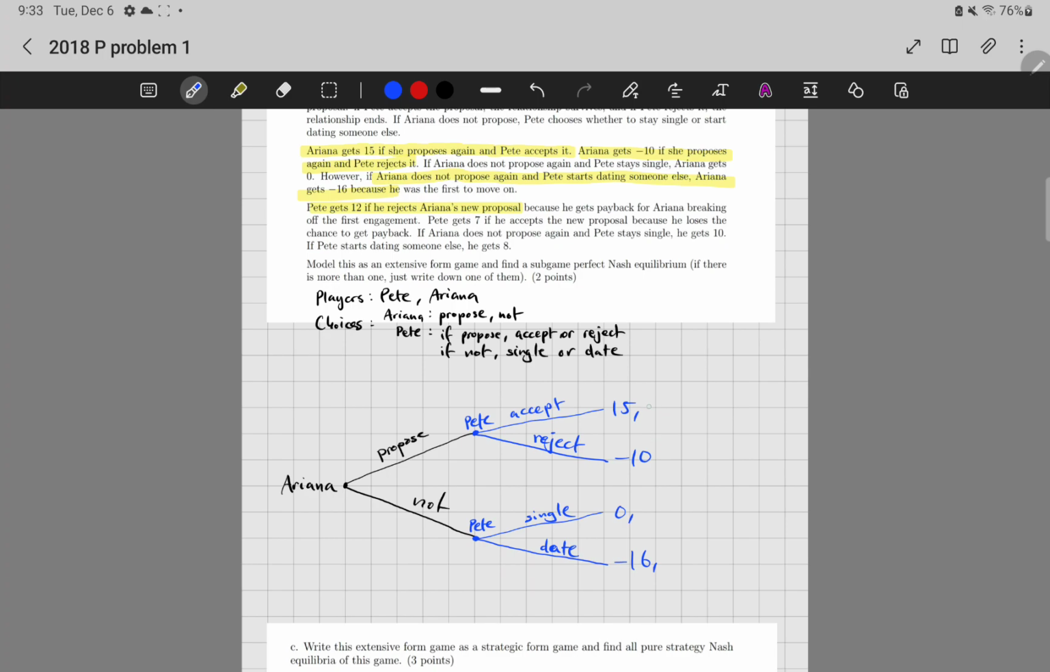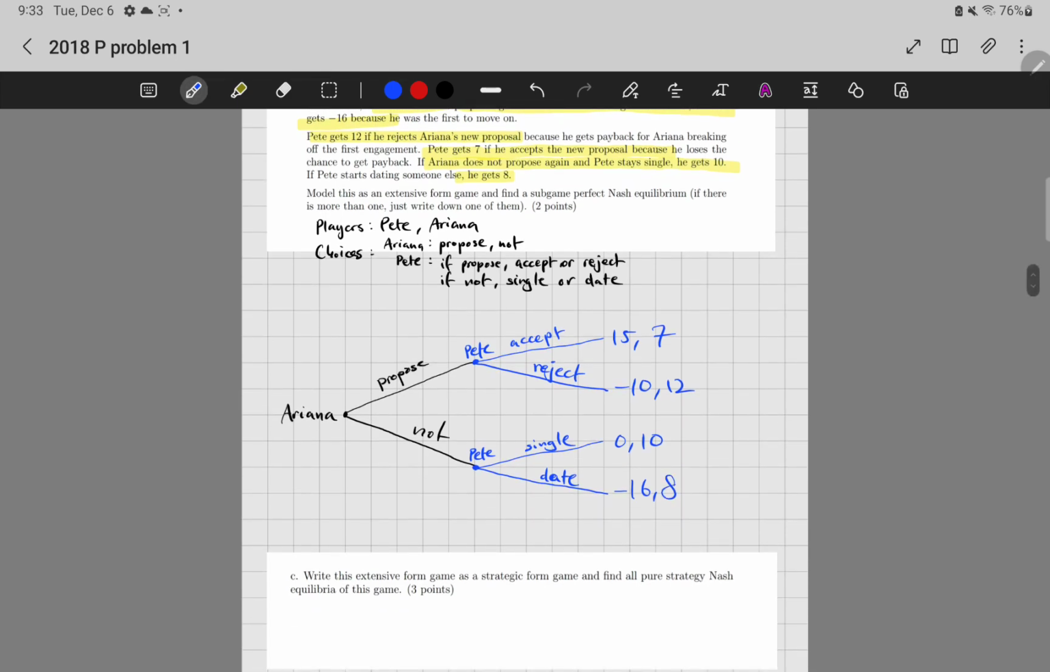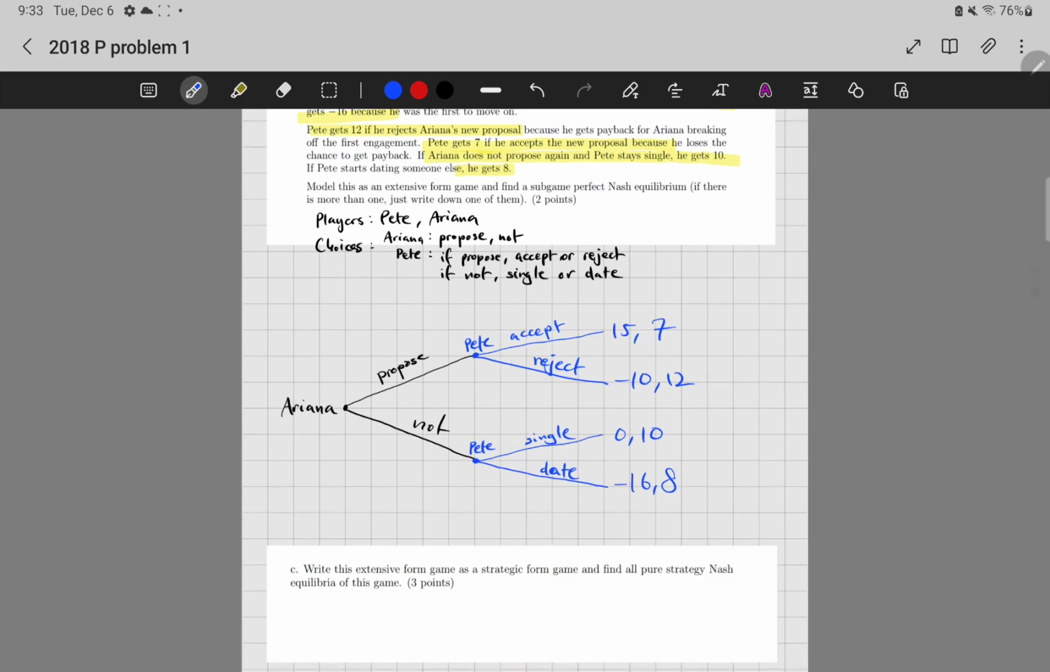So Pete gets 12 if he rejects it. But he gets 7 if he accepts a new proposal. So he gets 7 if he accepts. And if Ariana does not propose again and Pete stays single, he gets 10. If he stays single, he gets 10. And if Pete starts dating someone else, he gets 8. If he starts dating someone else, he gets 8.